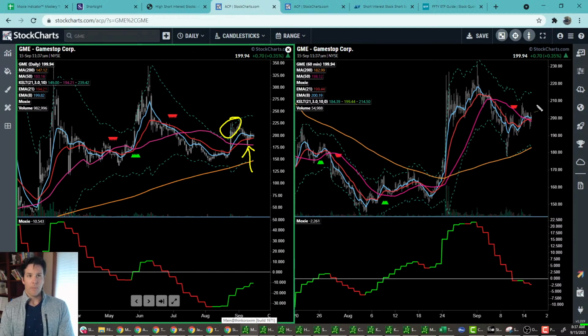And then it bounced a little bit. But where has it bounced into? I see that it has bounced into a downtrending hourly 50 with the Moxie indicator below zero. So this is what I look at as a potential inverse trampoline move.